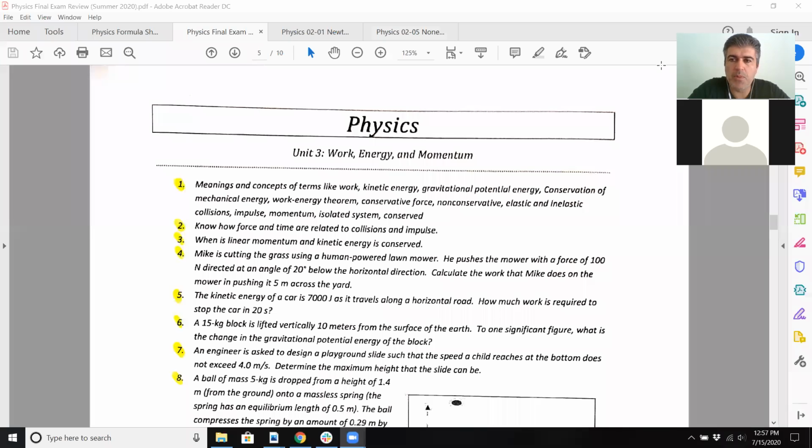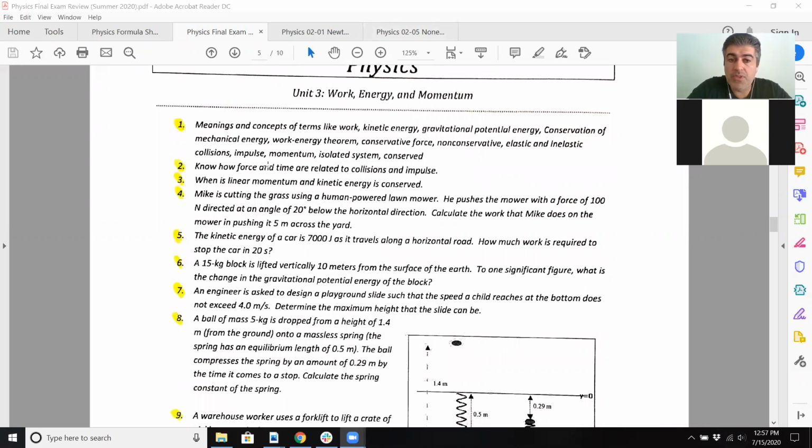And I'll label these appropriately as Unit 1, Unit 2, Unit 3 review. So, anyway, we're talking about work, energy, and momentum. This was stuff we did during week 3. Do you know these terms?